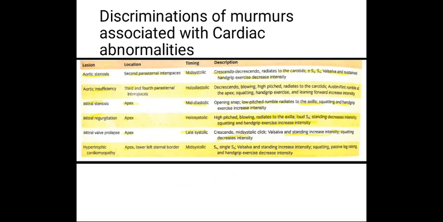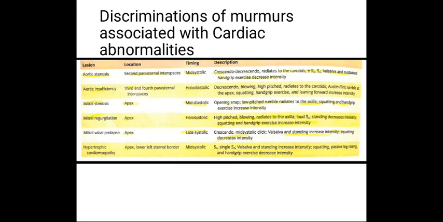Now we will see the description of the murmur in aortic insufficiency. In aortic insufficiency, the murmur is located at the third or fourth parasternal interspace. The timing is holodiastolic. This murmur is decrescendo, blowing, high pitched. It radiates to the carotids. Austin Flint rumble is heard at the apex. Squatting position and hand grip exercise lead to an increase in the intensity.